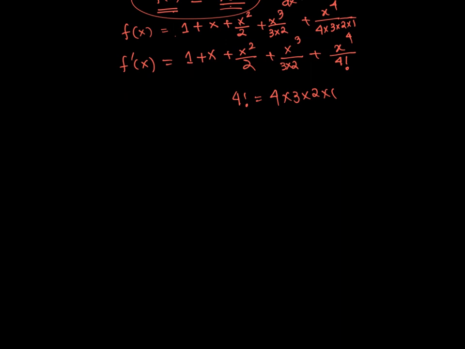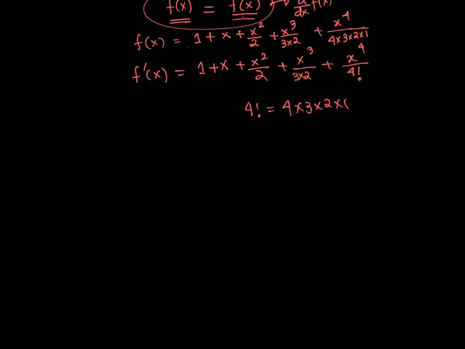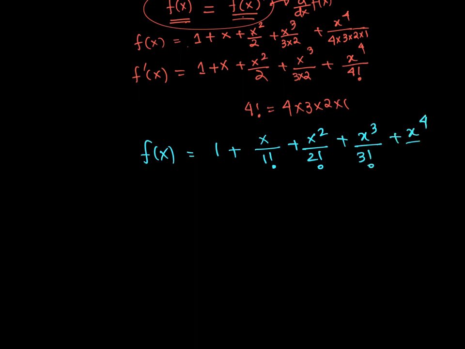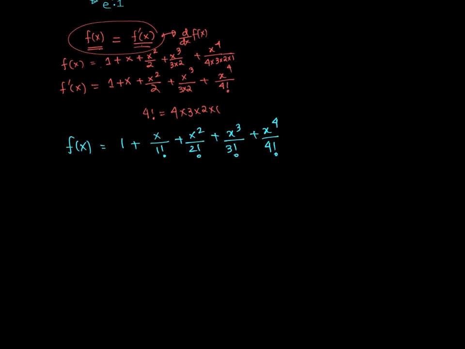You could say that then my function would have to be 1 plus x by 1 factorial, which is 1, plus x squared divided by 2 factorial, plus x cubed divided by 3 factorial, plus x to the power 4 divided by 4 factorial. And this would continue forever. So you're gonna write x to the power 5 divided by 5 factorial, and it's gonna continue till x to the power n divided by n factorial.